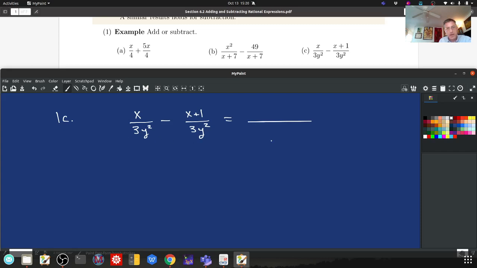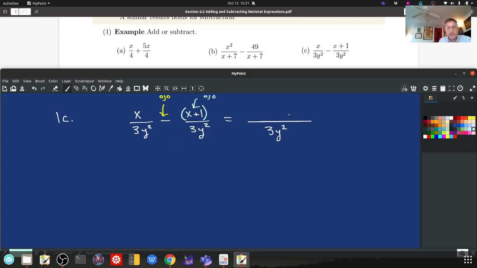So again, we have a common denominator of 3y squared. Now here is the big deal. The first thing you note is this is a subtraction. And the second thing you note is that one of the things that are going to be subtracted is not a single term, it's a sum. So you absolutely need to enclose this in parentheses.